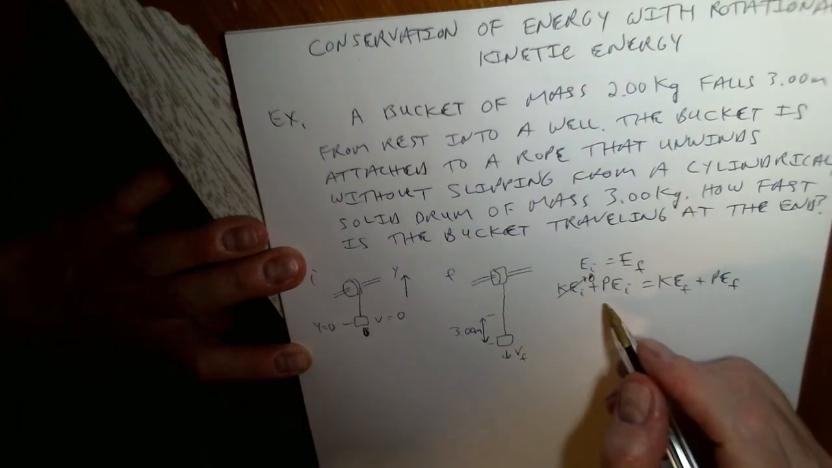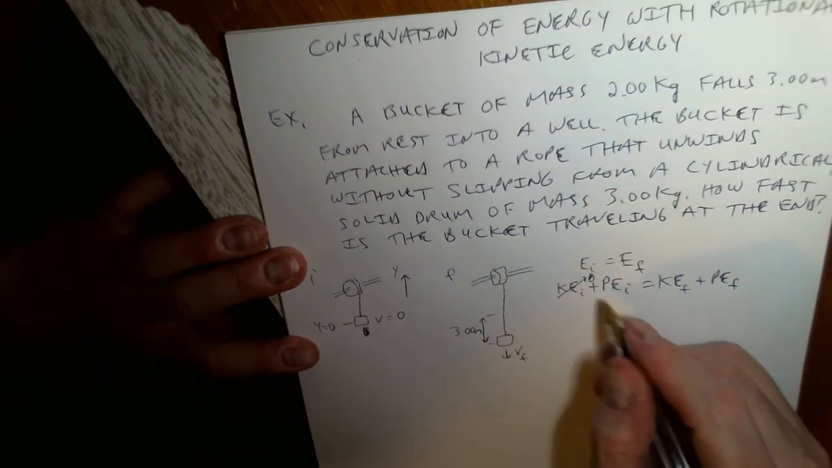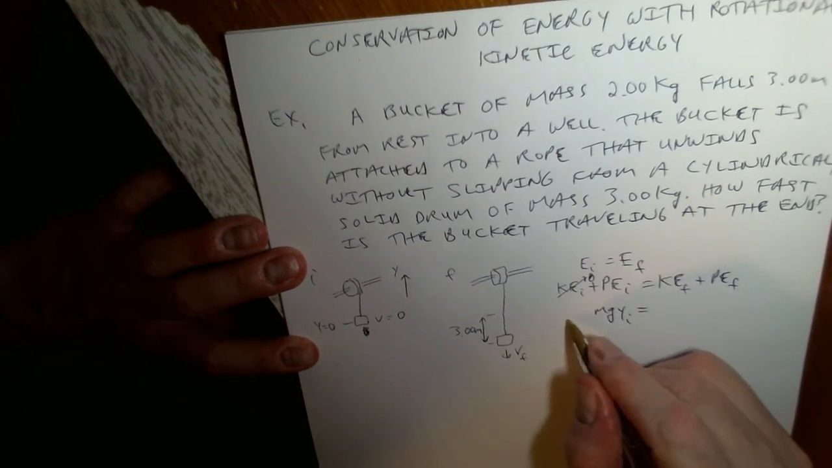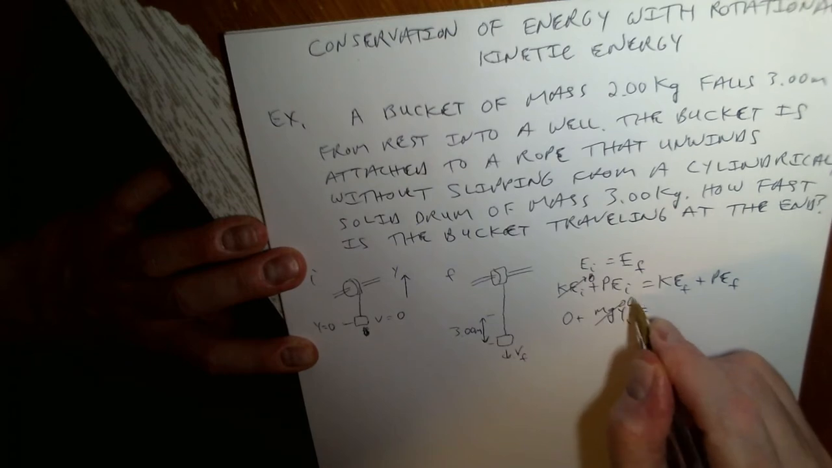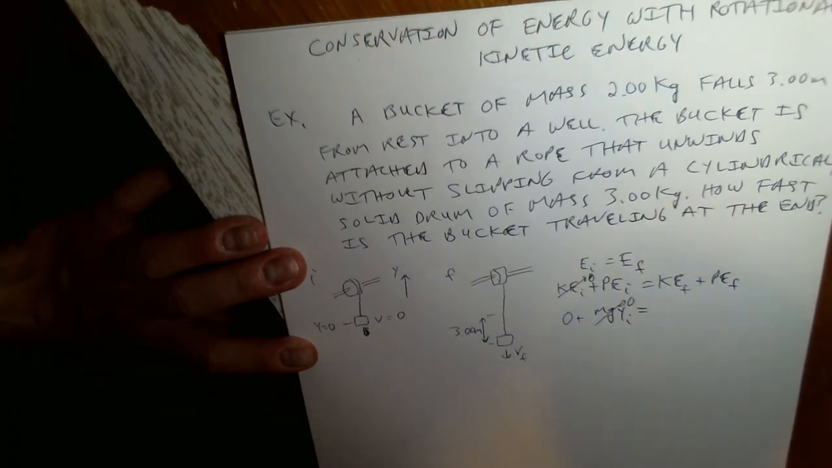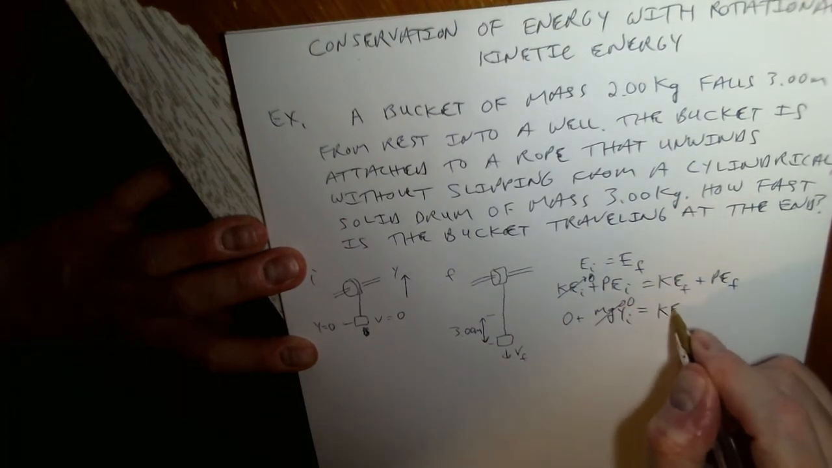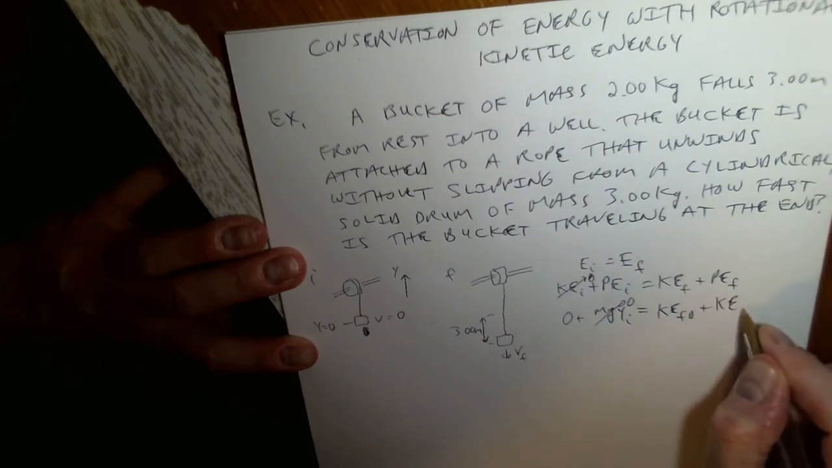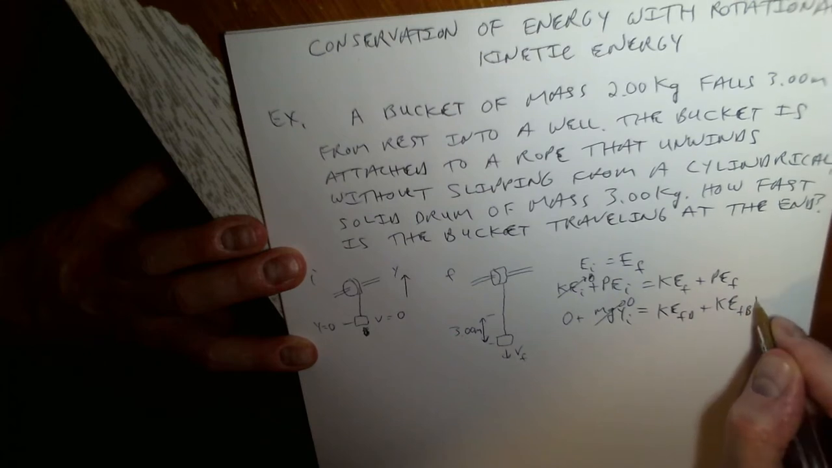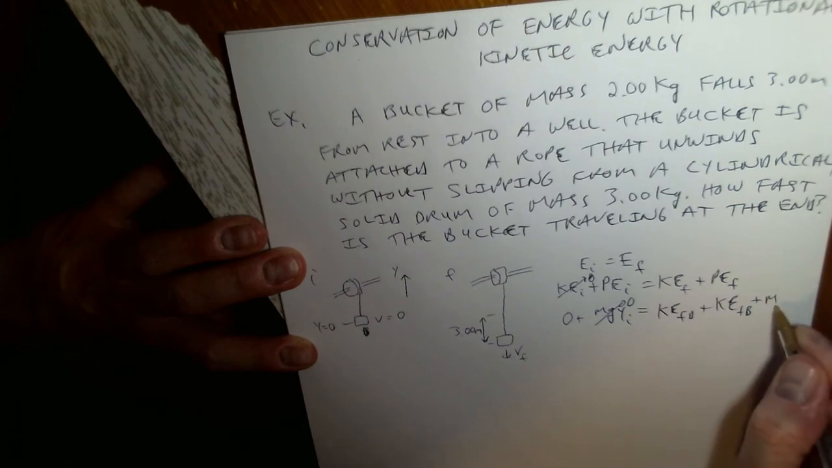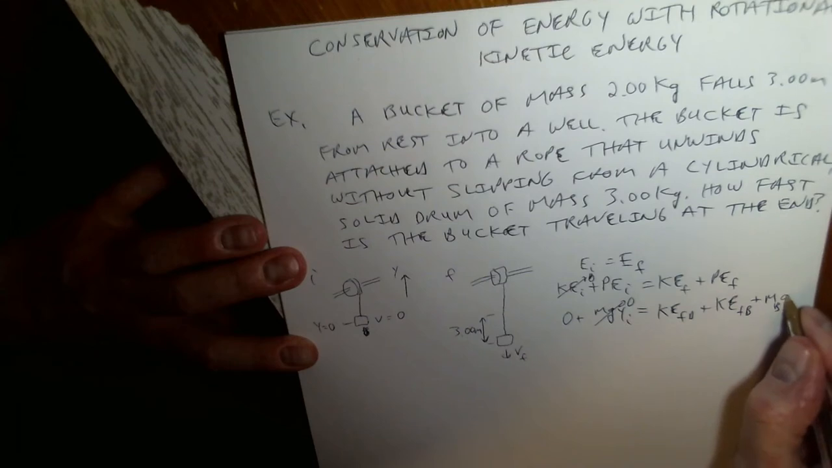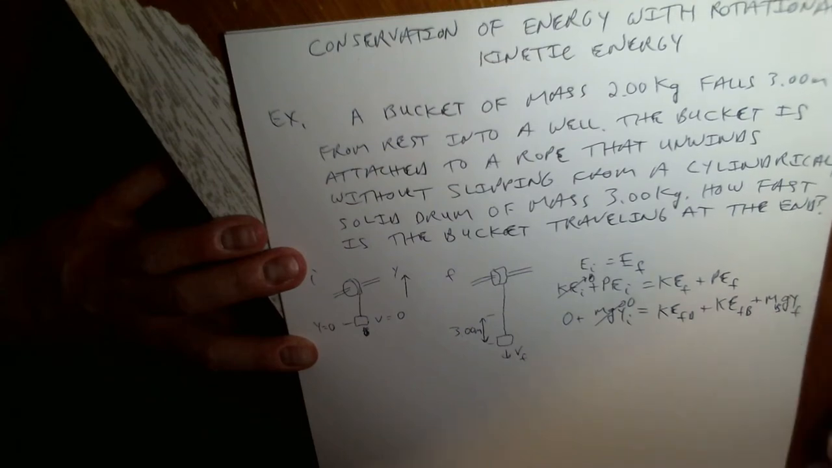Good. And so the initial potential energy, which is mgy initial, is also equal to 0. So we just get 0 on the left-hand side. The final kinetic is the kinetic final of the drum plus the kinetic final of the bucket, plus, and the potential final is just m of the bucket, because only the bucket changes its height, times g times y of the bucket final. I'll just call it y final.